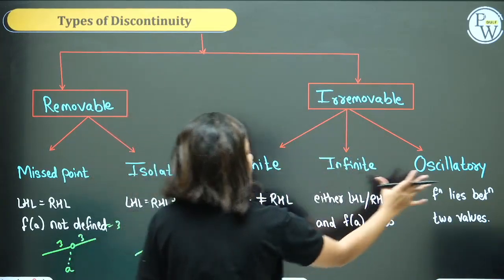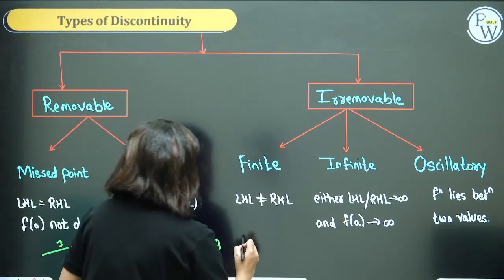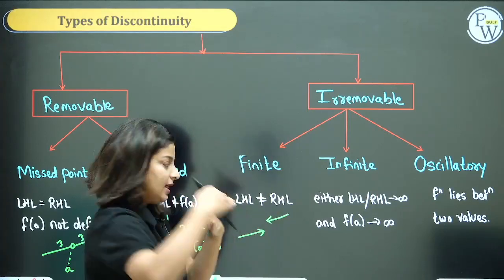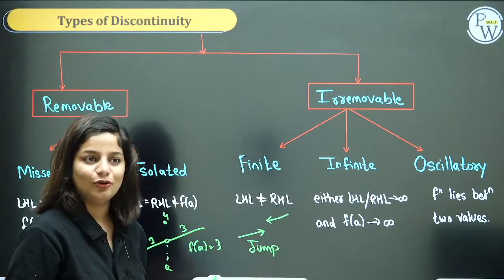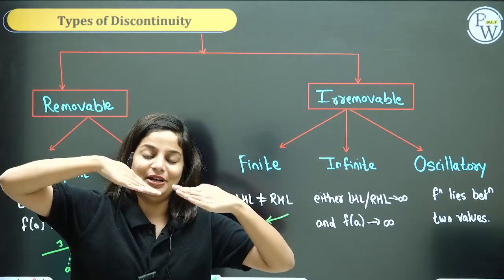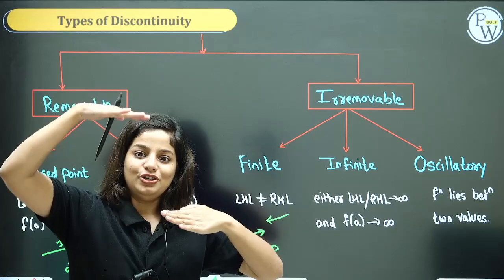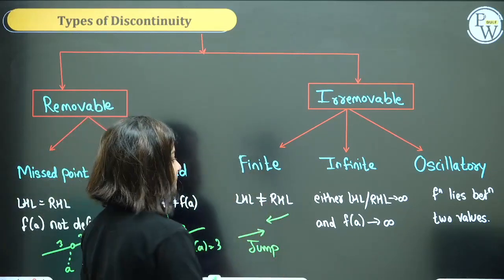Irremovable discontinuity: finite, infinite, oscillatory. Finite means LHL is not equal to RHL. LHL is going somewhere else, RHL is coming somewhere else. This is also called jump discontinuity. You cannot do anything. You cannot change the entire right hand limit. If it is a point, you can manage a point, but you cannot change the entire function. So it's also called jump discontinuity.